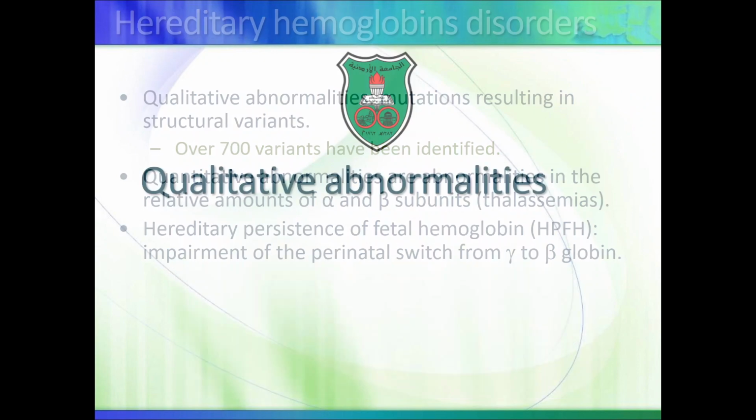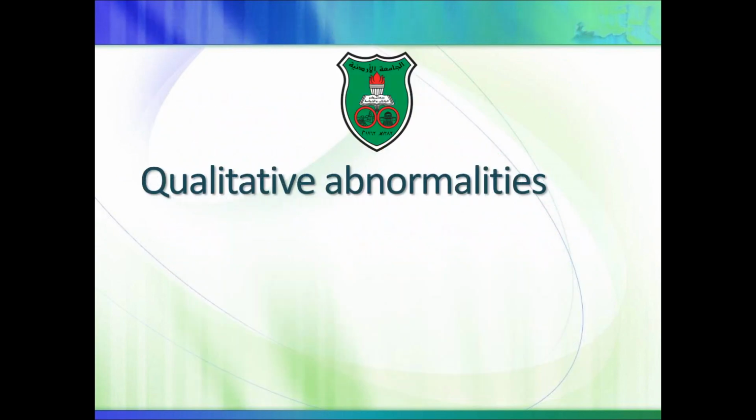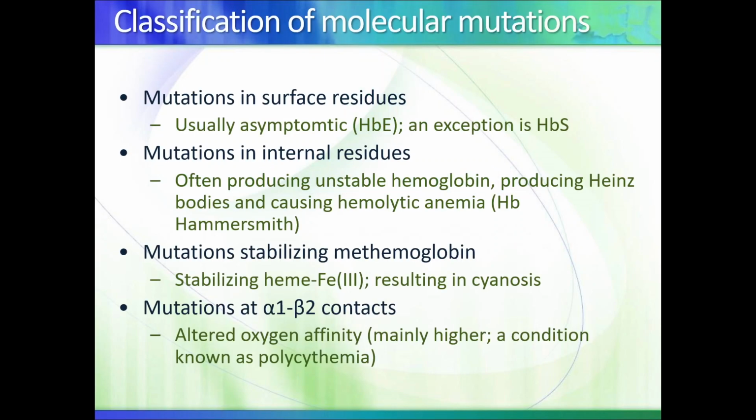All right, so let's start now with the first class of abnormalities, the qualitative hemoglobinopathies. Again, they can also be classified into different types according to where the mutation takes place and the effect of such mutation. So mutations can take place on the surface. Usually such mutations really do not have a huge effect on the structure of hemoglobin. An example is a type of hemoglobin known as HbE. We'll talk about that in a second. An exception is probably the HbS, which is the sickled hemoglobin, or the one that causes sickle cell anemia.